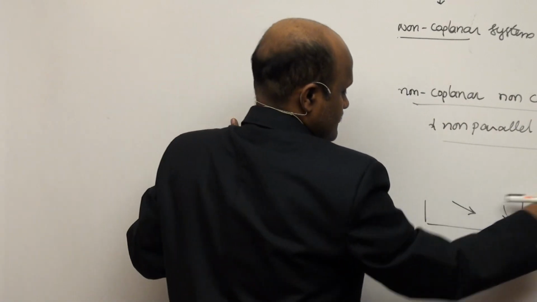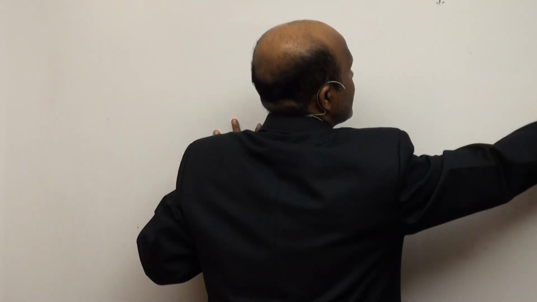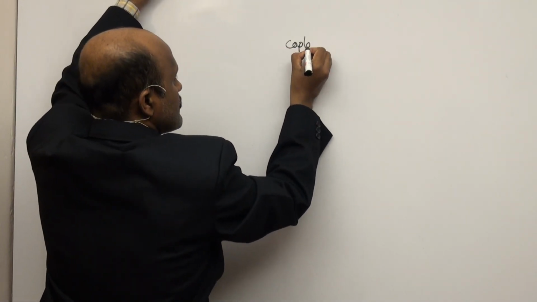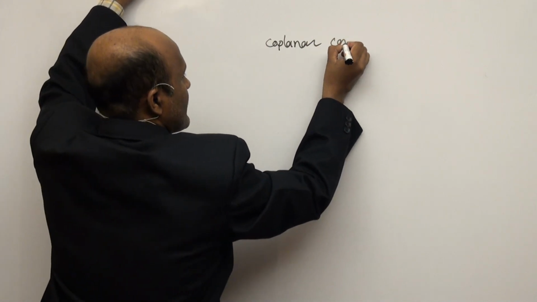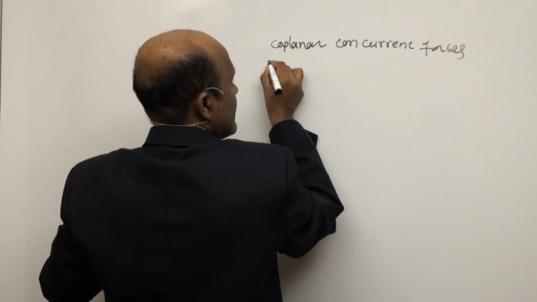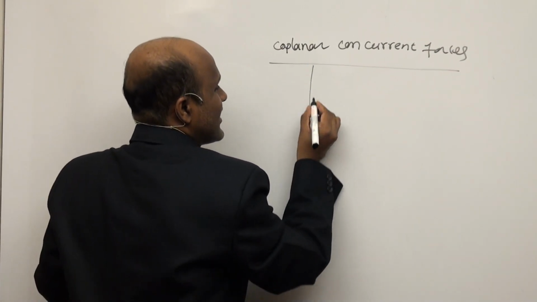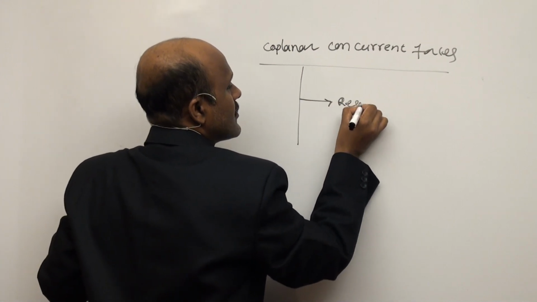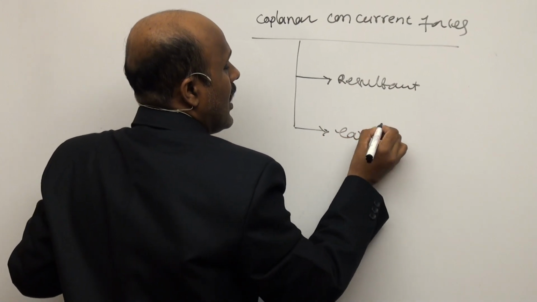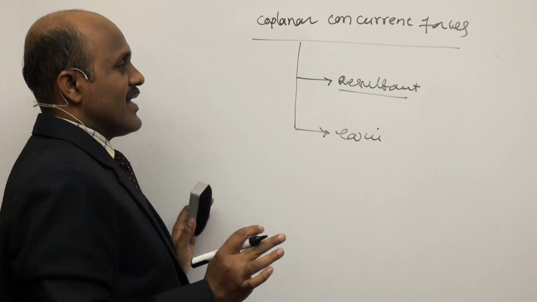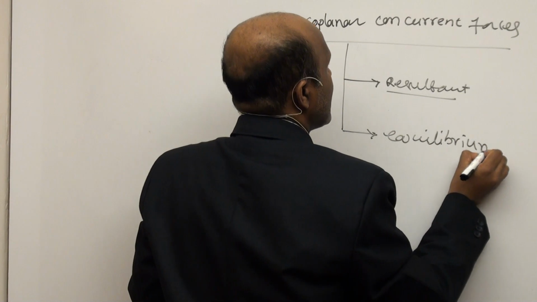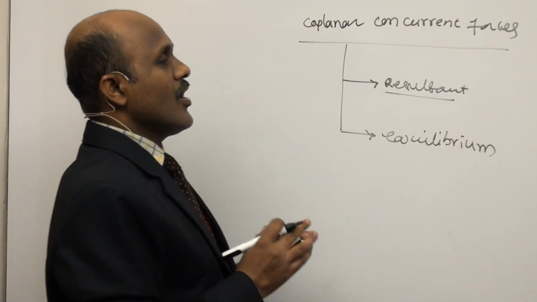First of all, we will discuss the concept of the coplanar concurrent forces system. In this we are finding the resultant. What is the resultant of coplanar concurrent forces? What is equilibrium? How to find the resultant of coplanar concurrent forces, and also how to find the equilibrium of a coplanar concurrent forces system.